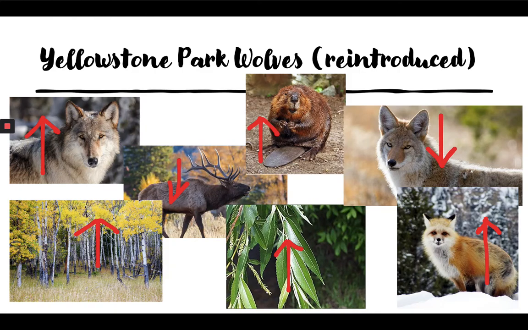The coyote population went down because the wolves were hunting them, and the red foxes were able to come back to the ecosystem because the coyotes weren't hunting all of them. So as you can see, all of these factors in an ecosystem are greatly affected by changes in any one of them. So I hope that helps you see how ecosystems have both biotic and abiotic factors and how interdependent those factors are.